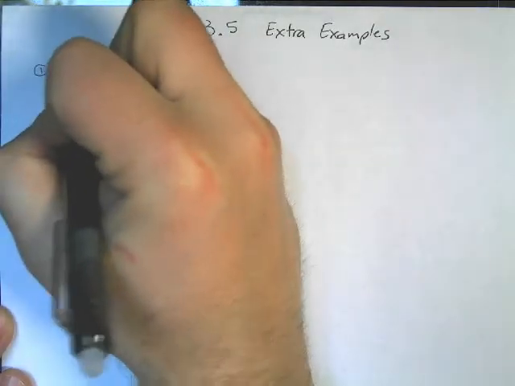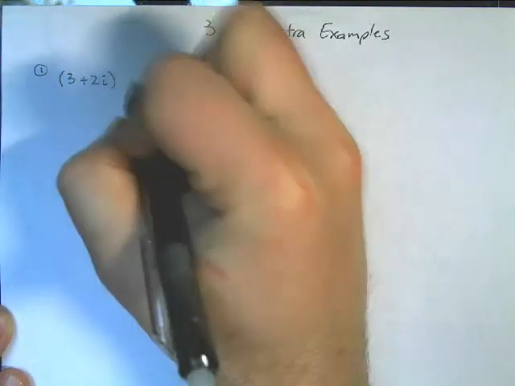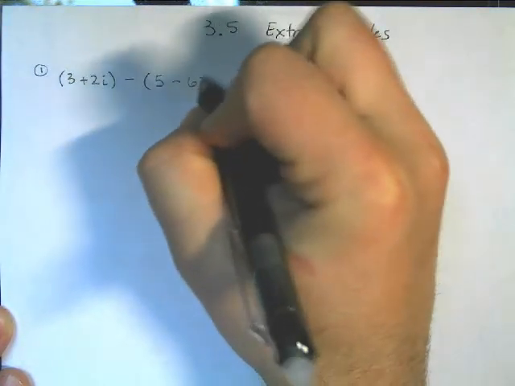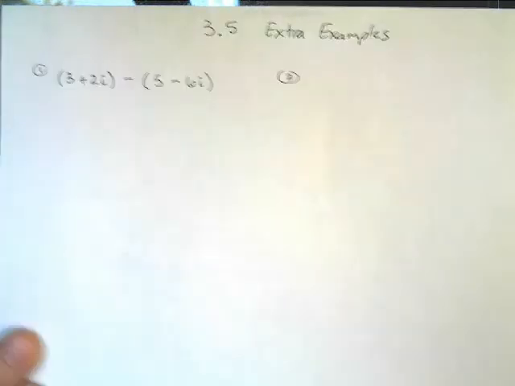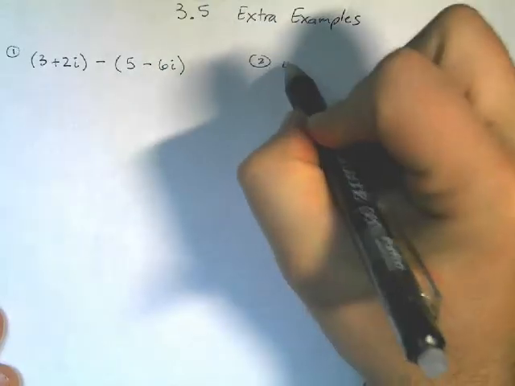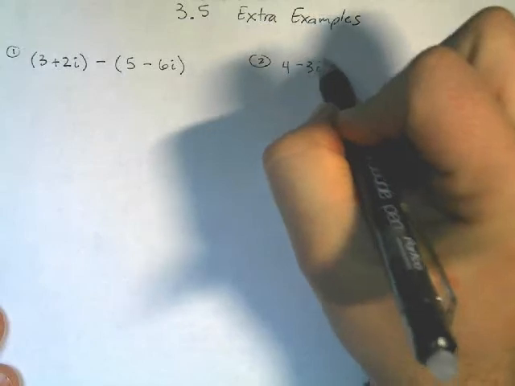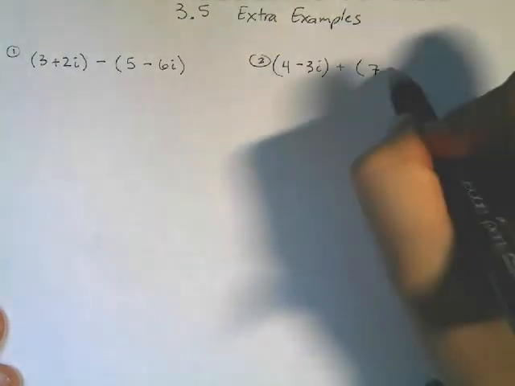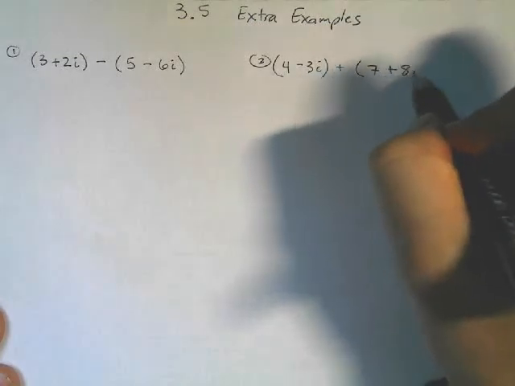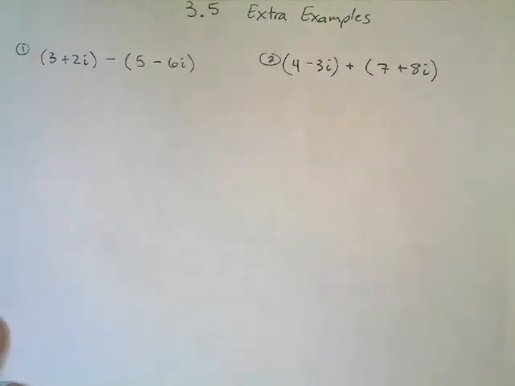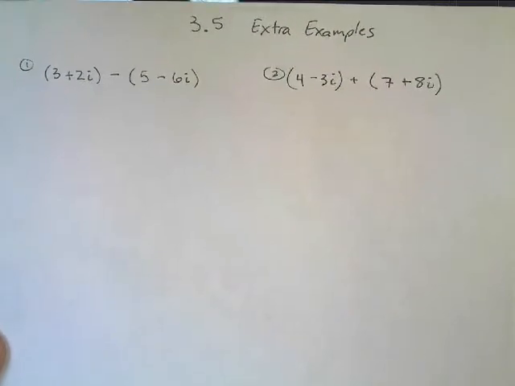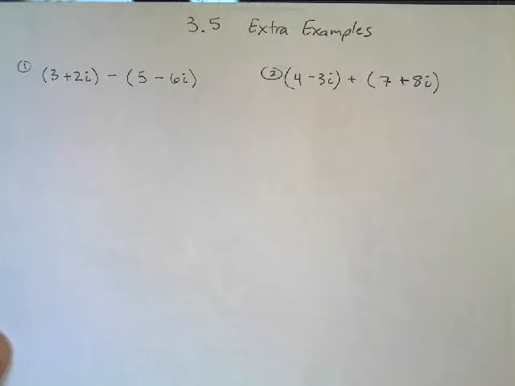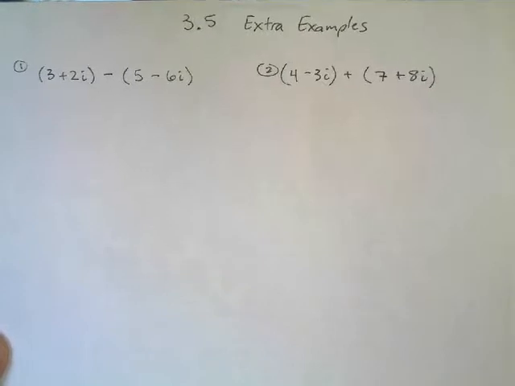So we'll go (3 + 2i) - (5 - 6i), and then we can try (4 - 3i) + (7 + 8i). If you want, you can pause right here and try these on your own, and then check your work against mine, or just follow along.